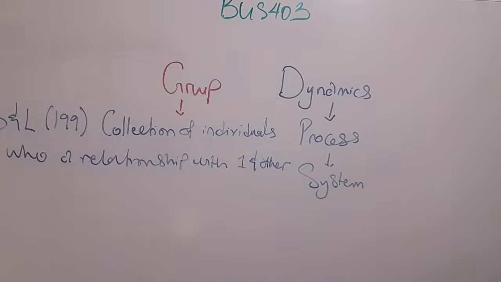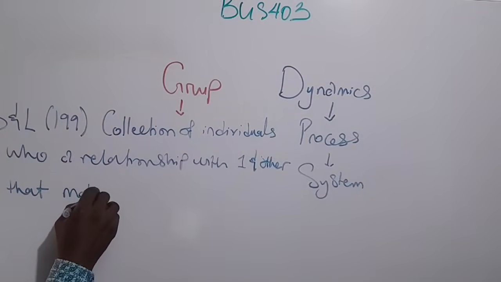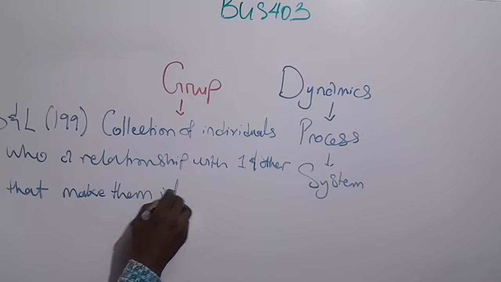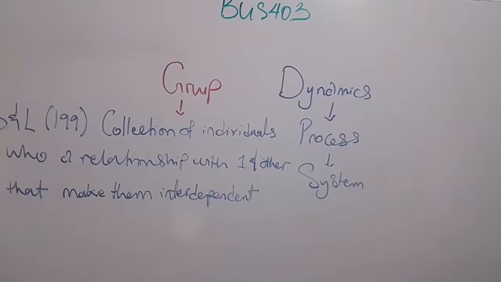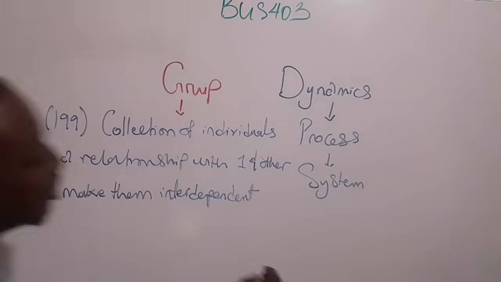I have to abbreviate like that. There's a relationship among this group or collection of individuals, a relationship exists, and this relationship makes them interdependent on each other to some significant degree.